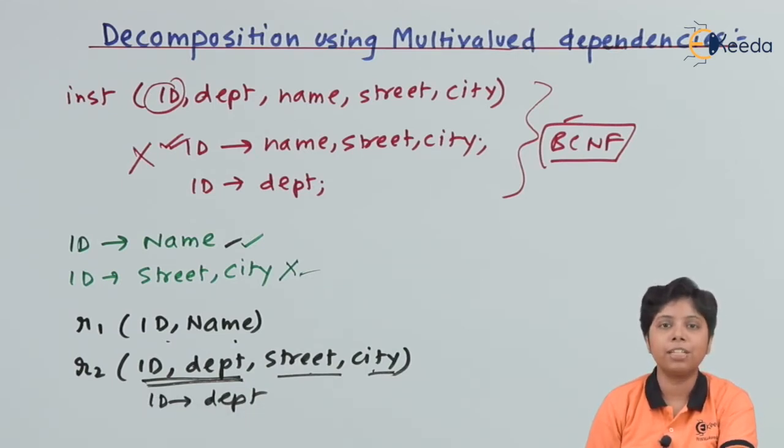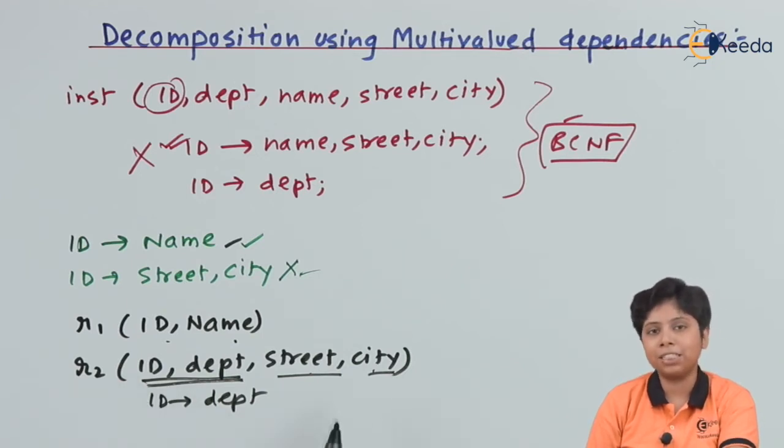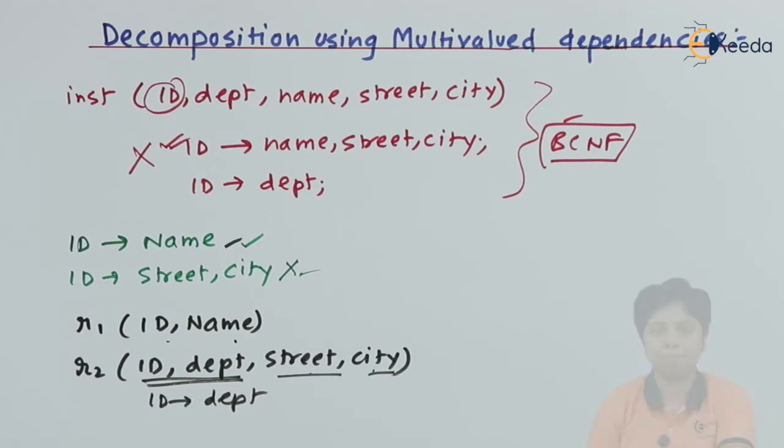So how to deal with this? We have to introduce another kind of dependency, known as multivalued dependency. When a particular key depends on a multivalued part, or a multivalued part depends on the particular key, then we can say that there exists a multivalued dependency.